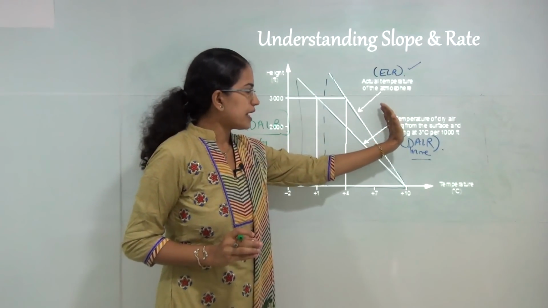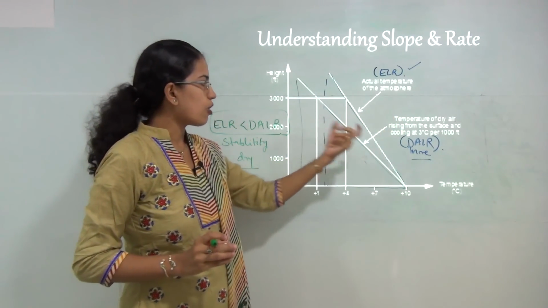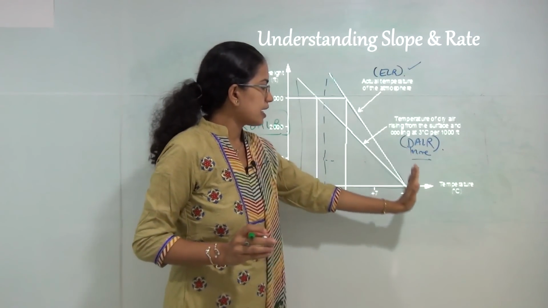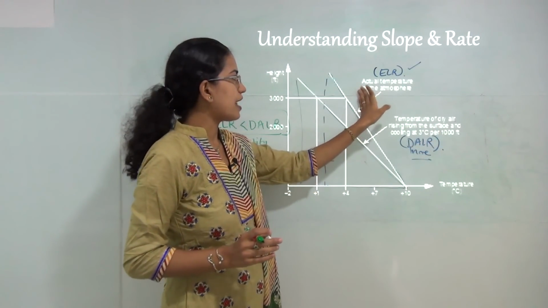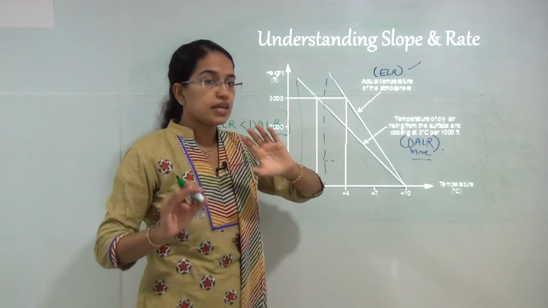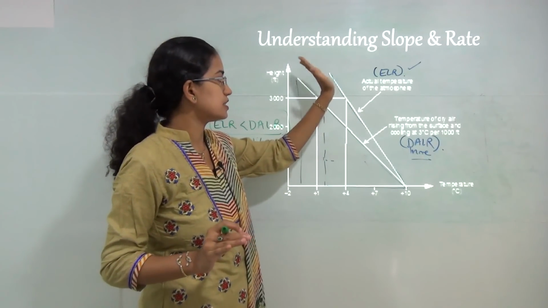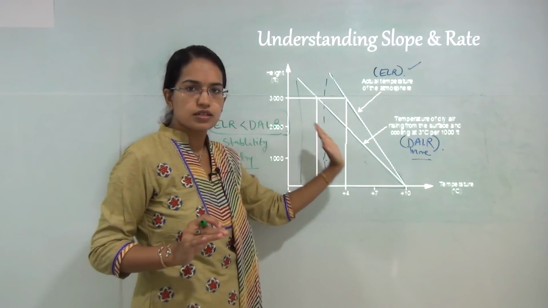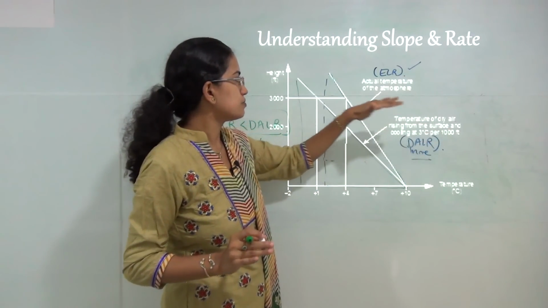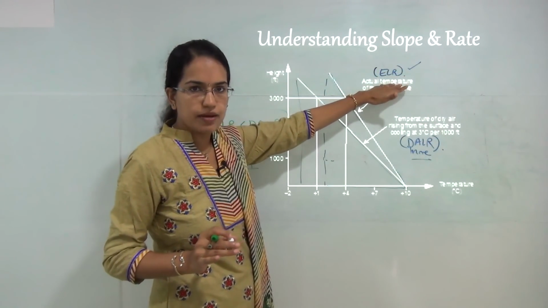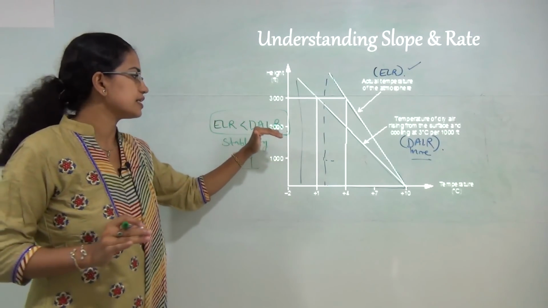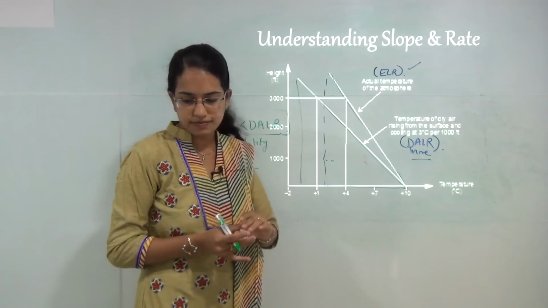The main thing to understand here is that a lot of students get confused, saying that the ELR graph is on the right hand side, so the value of ELR should be more. That's not the case. I repeat again, because we are considering the slope of the graph here, the slope of the DALR is more than the environmental lapse rate. Therefore, we can say the environmental lapse rate is less than the dry adiabatic lapse rate in this case.